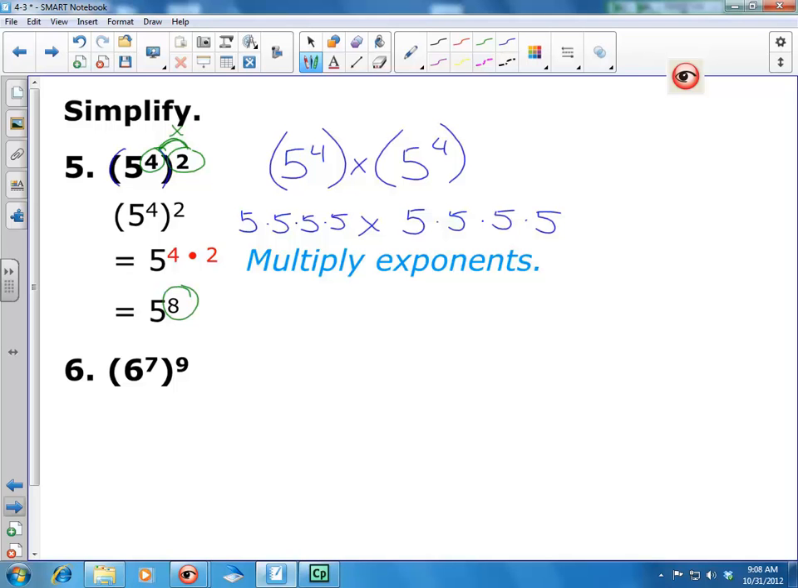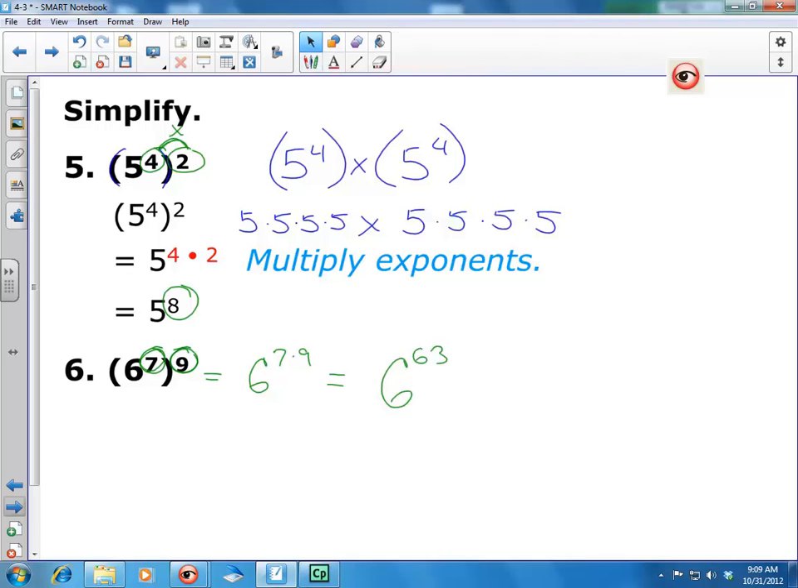So let's take a look at number 6. We're going to do the same thing. We're going to take our 7 and our 9, multiply those together. So my answer is going to be 6 to the 7 times 9 power. That would be 6 to the 63rd power. I don't want to figure that out either, because that would be terrible. But that's all there is to it. It's that simple.